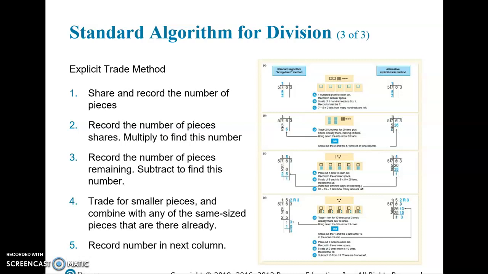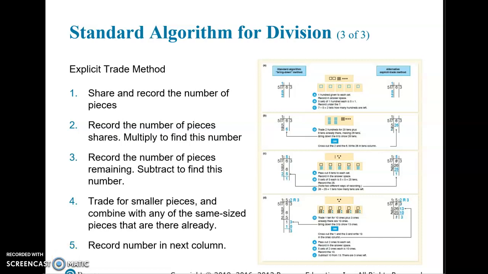In the figure in the example, 2 hundreds are traded for 20 tens, combined with the 6 that were there for a total of 26. The 26 is therefore written in the tens column. Students often find the explicit trade method easier to follow than the standard algorithm.